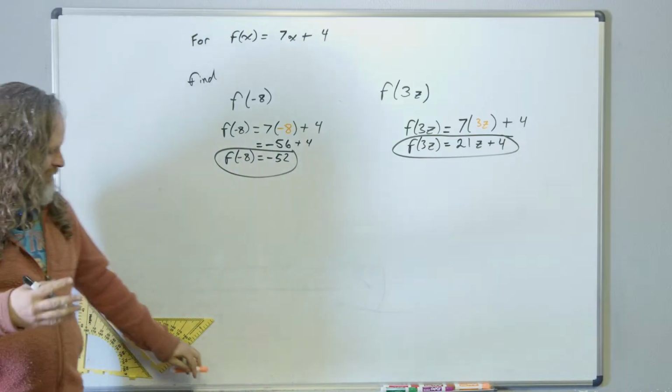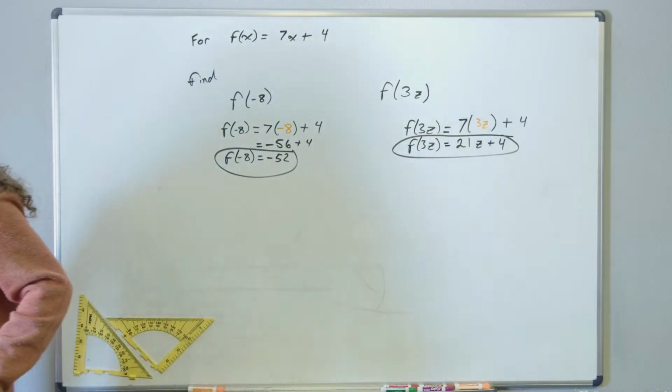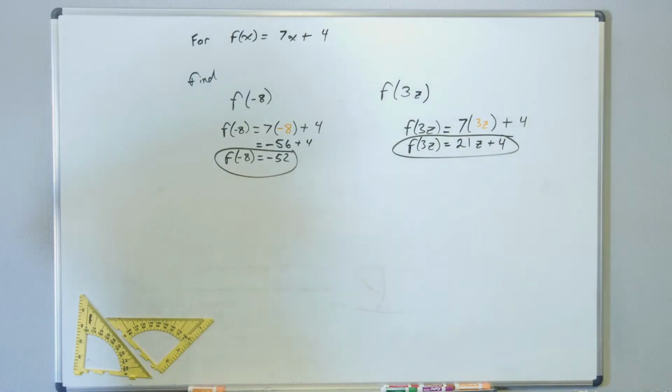Okay. What other types of problems? It's a function notation problem. So this one here. Graphing. No, wait. Oh, I see.